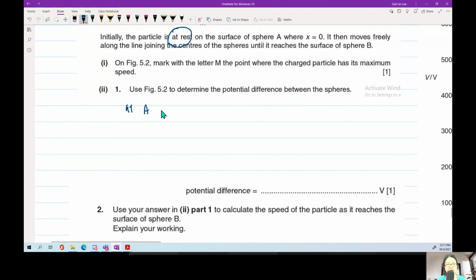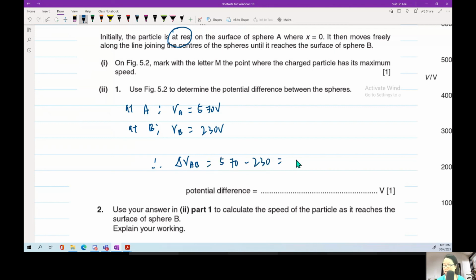So at A, your VA is 570 volt. At B, VB is 230 volt. Hence, delta VAB will be 570 minus 230. I'm just writing complete working. You just want to write 570 minus 230 also can. This is 340 volt. That's why it's 1 mark. So you just need to show the subtraction leading to this answer.